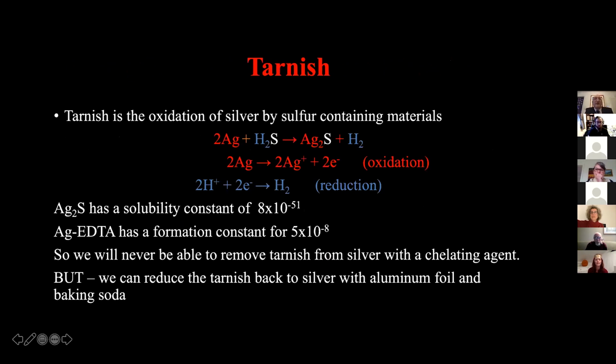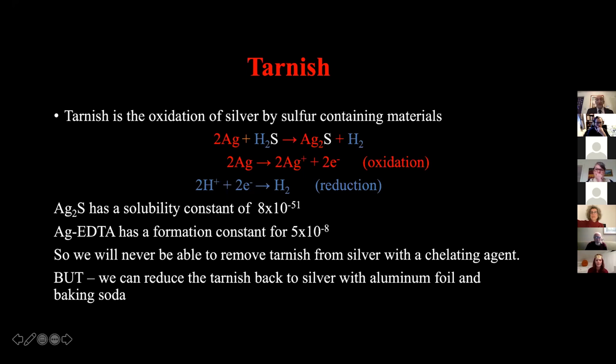So tarnish is the oxidation of silver by sulfur-containing materials. Again, nothing new. So we have 2 silver atoms in the ground state, and we'll just say hydrogen sulfide, although any sulfur-bearing material can generate the sulfur in the air. We know wools can cause tarnishing of silver. And that goes to silver 2 sulfide. So we have the silver going to silver plus, and hydrogen gaining 2 electrons and going to hydrogen gas.